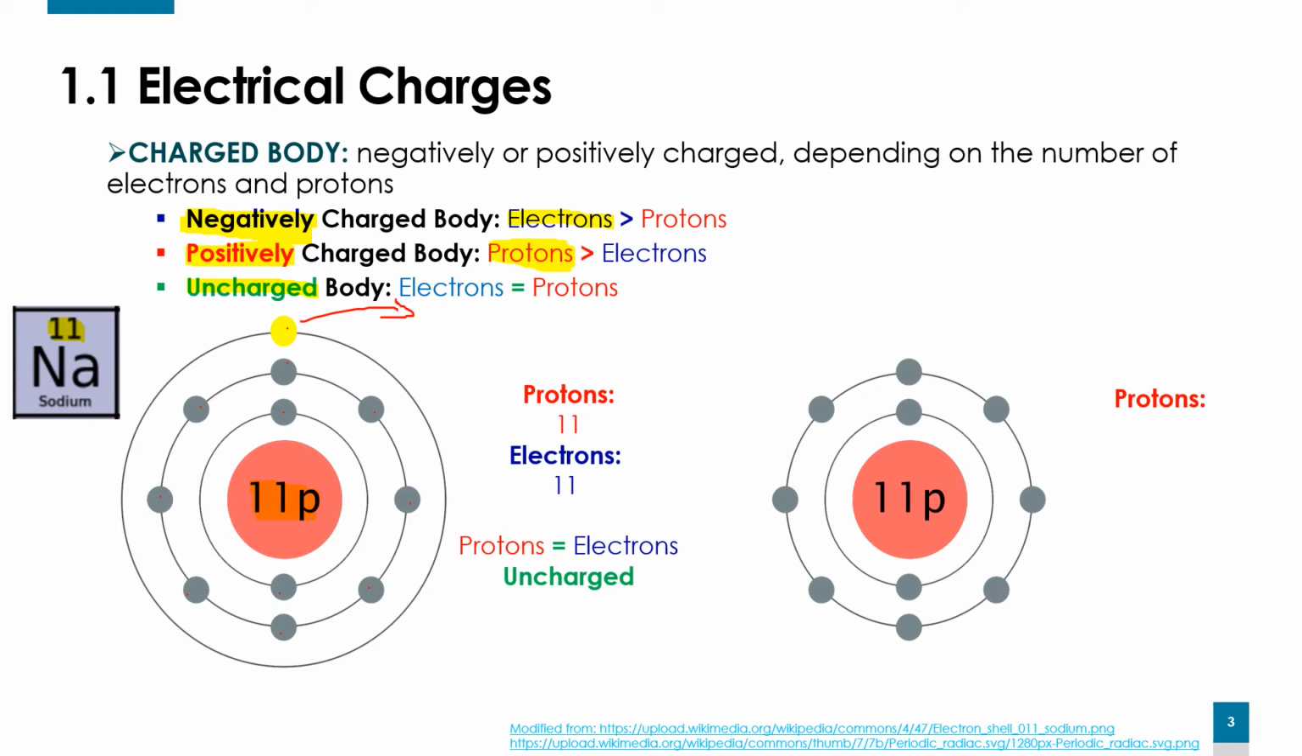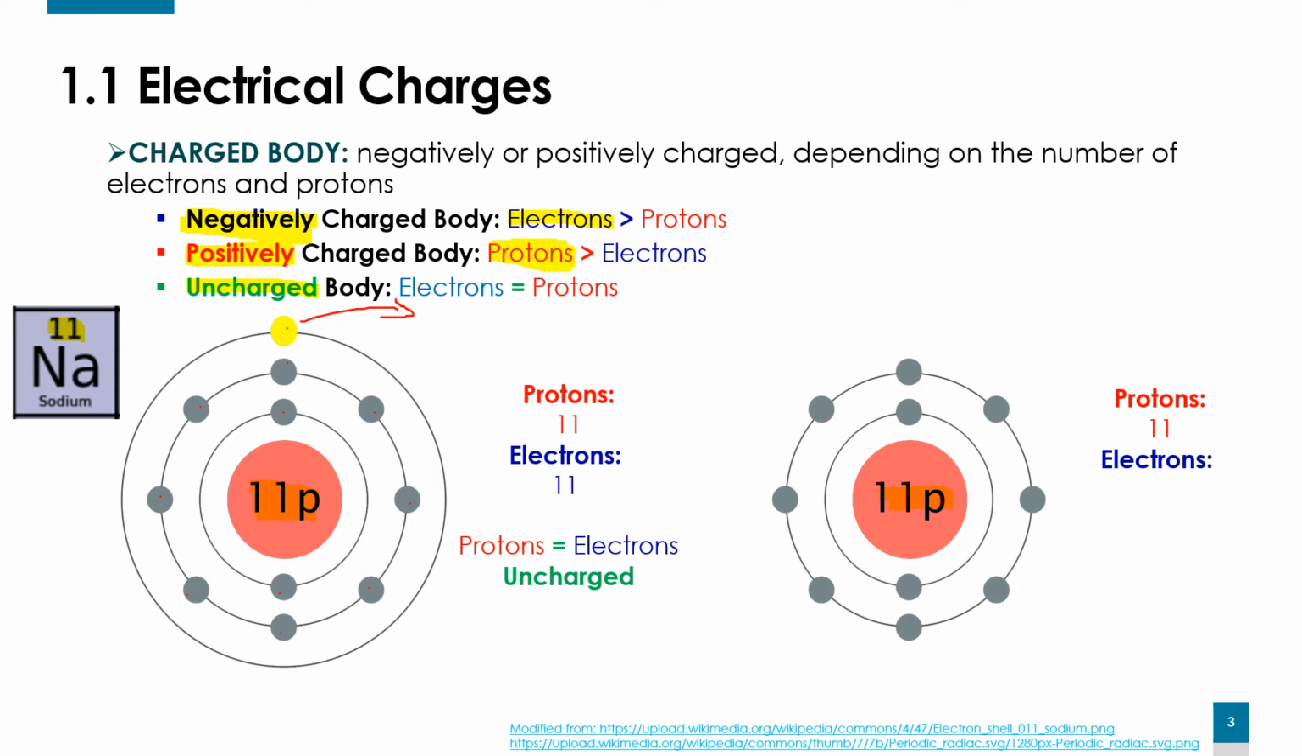How many protons do I have here? I have 11 protons, right? Did I change anything in the nucleus? No, I didn't change anything at all. I just lost one electron. So my nucleus is the same, and I continue having 11 protons.